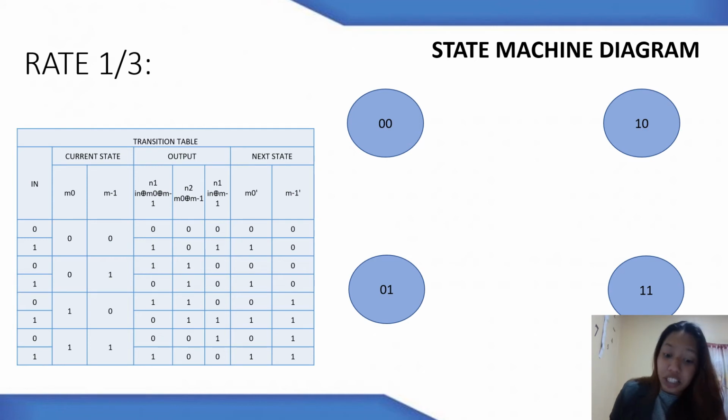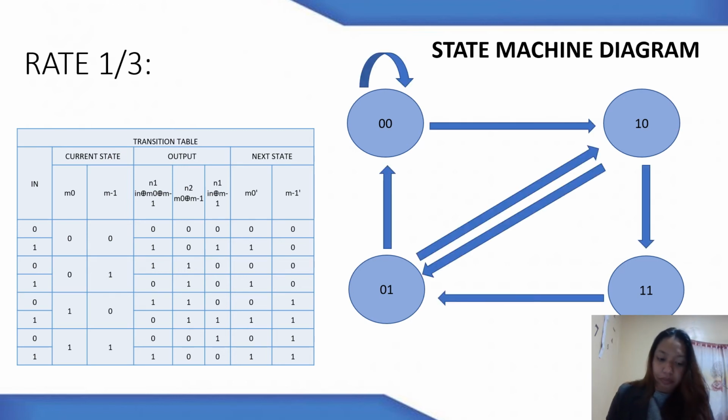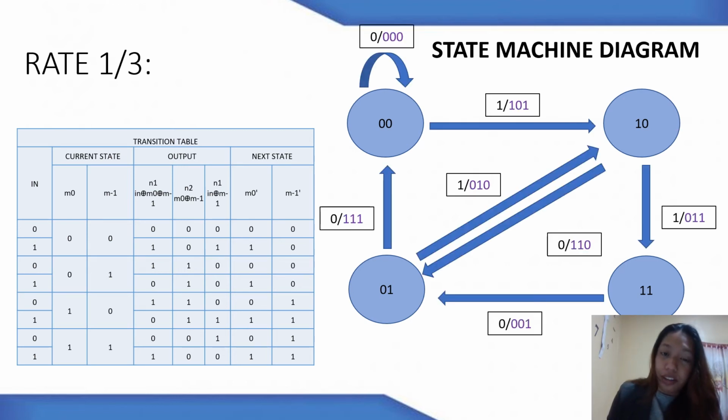In that transition table, we have 4 states. The number of circles will depend on the number of states. The circles are labeled according to each state. Changes in state will be represented by arrows. So we have 0 over 0, 0, 0, 1 over 1, 0, 1, 1, 0 over 0, 1, 0, and so on.